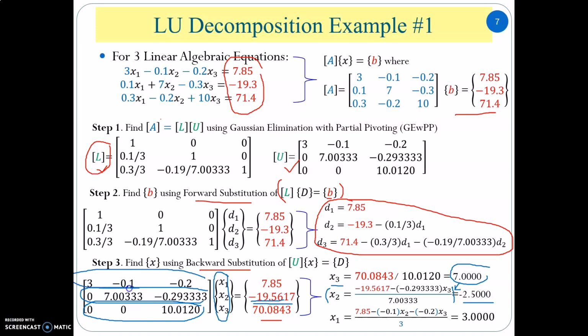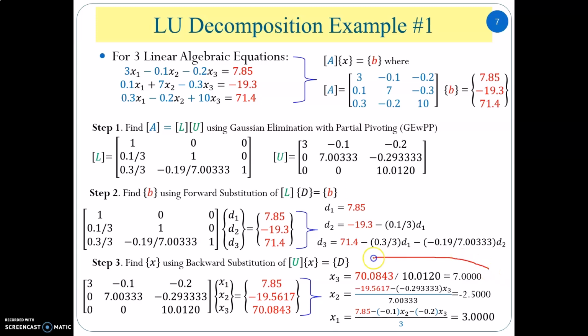Lastly, take the first row, multiply with this column, equal to 7.85. Then you can do multiplication in between them and rearrange the formula, x1 on the left hand side and the remaining terms on the right hand side. So you can see that you need the x3 and x2 results and substitute inside this formula, and once you do that, you should be able to obtain your x1 equal to 3.